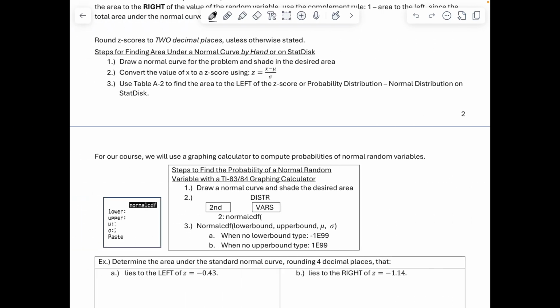Right below, it says steps for finding area under a normal curve by hand or with StatDisk. And StatDisk is going to be the key thing here, since this is going to be what we use to do our projects.